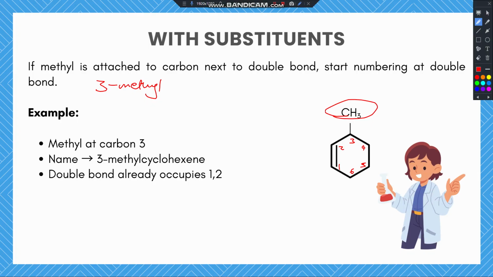Now I go ahead to add cyclo as the prefix of the parent name of the compound. How many carbon atoms are present? 6. Cyclohex. And since it's an alkene, I add the suffix ene. 3-methylcyclohexene. I'm sure you can see how that was done. The double bond occupies carbon number 1 and carbon number 2.